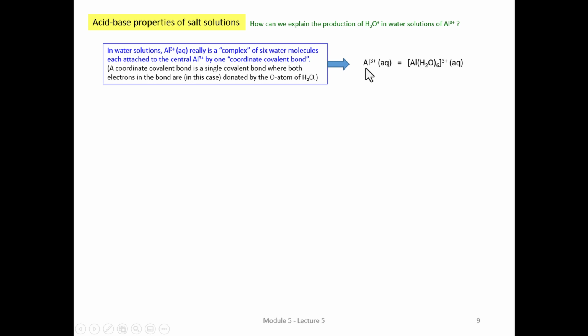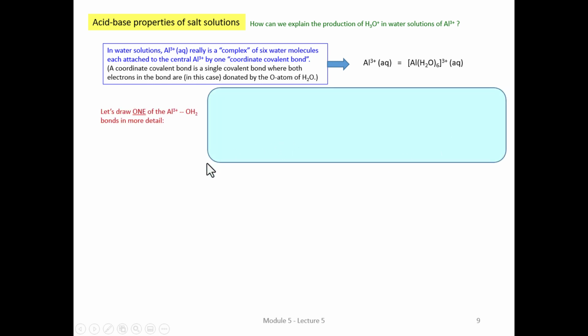So aluminum 3+ aqueous can more accurately be depicted as aluminum surrounded by 6 water molecules with the whole complex having a 3+ charge. The interesting thing about the way this formula is written is that it implies the hydrogens are attached to the aluminum. They are not. The oxygen atoms are attached to the aluminum ion. We'll see this in the following diagram where I'm going to draw one of the aluminum 3+ water connections in more detail.